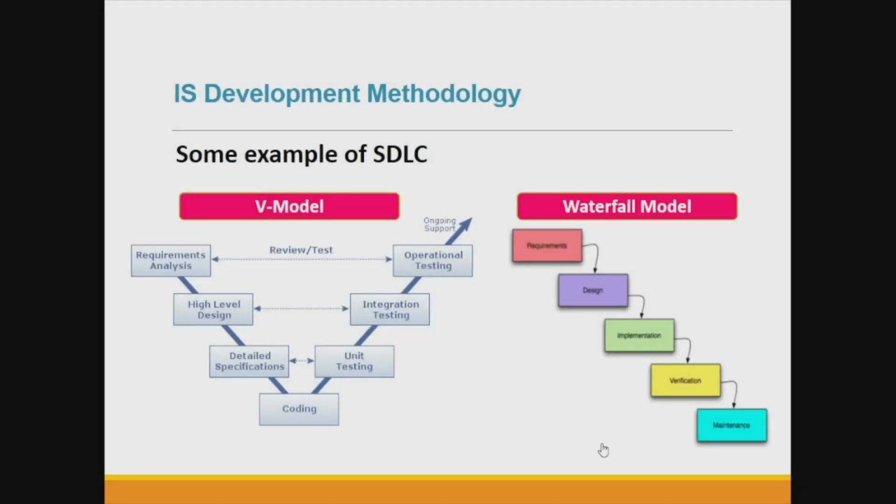So some examples of the SDLC, we have the V model. The representation looks like a V, and it still has several pieces here: requirement, design, detail specification, coding, and so on. And then here we have the waterfall model. This one is the traditional waterfall model. Using this, there are no changes after you go from one piece to another piece.